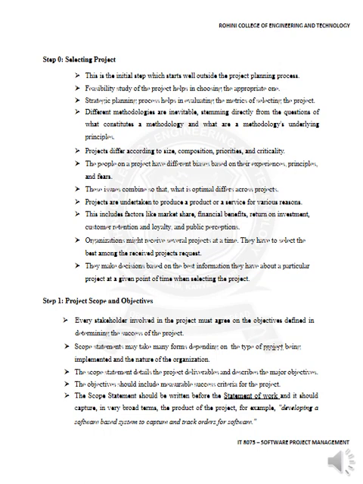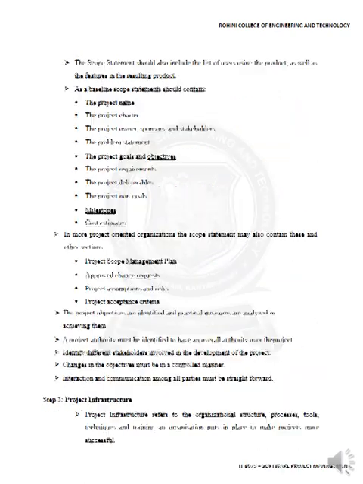So project scope and objectives. Every stakeholder involved in the project must agree on the objectives defined in determining success of the project. Every stakeholder has to give the acceptance. The scope statement may take many forms depending on the type of project being implemented and the nature of the organization. The scope statement details the project deliverables and describes the major objectives. The objectives should include measurable success criteria for the project. The scope statement should be written before the statement of work, and it would capture developing a software based system to capture and track orders for software.